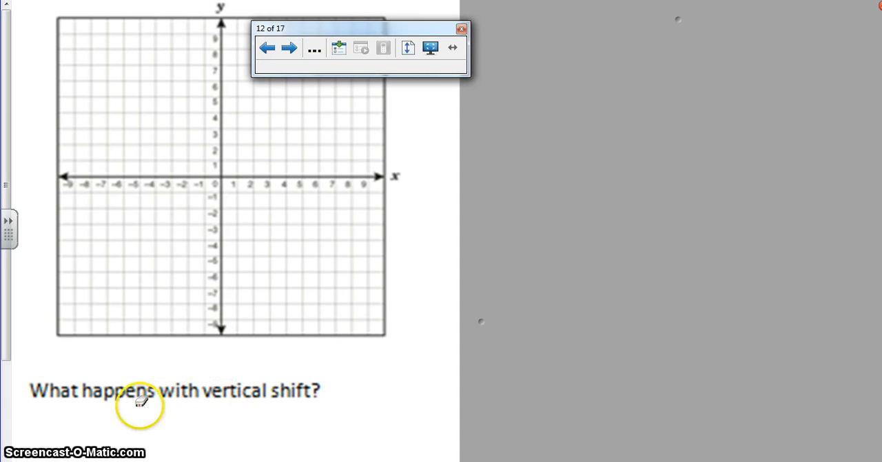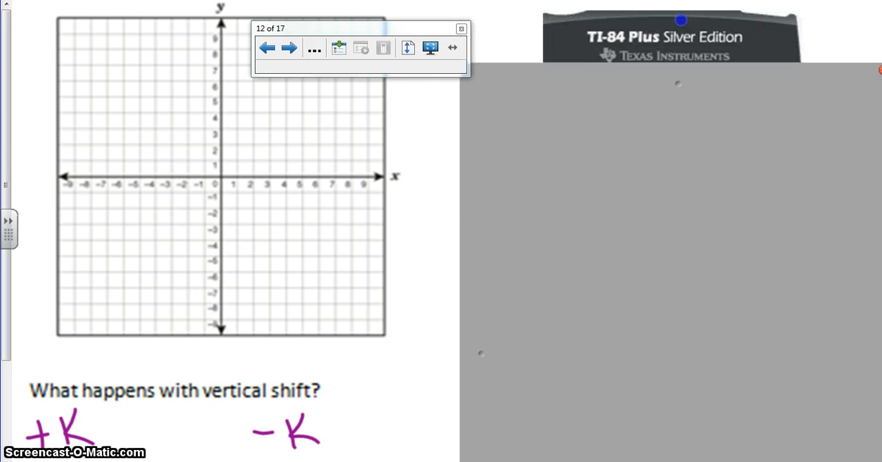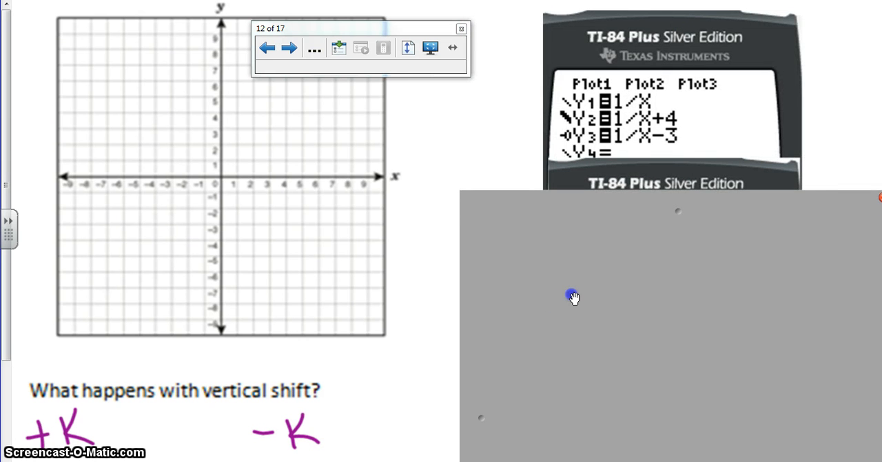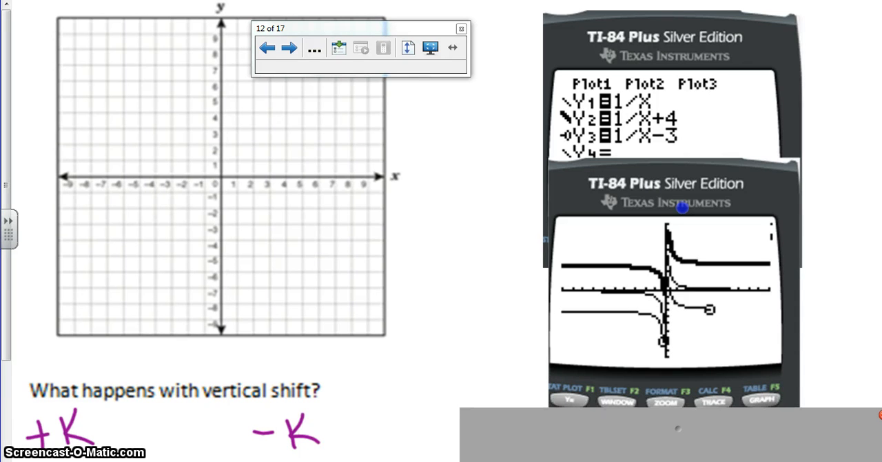Moving on, what happens with the vertical shift? That is, what happens if you have a plus k or a minus k? Mrs. Rose went ahead and put this in the graphing calculator. Notice that there are no parentheses. Welcome back. Did you get this? It's really kind of cool looking, isn't it? Yeah, I thought so too. Make sure that you write the detailed information and also that you graph.